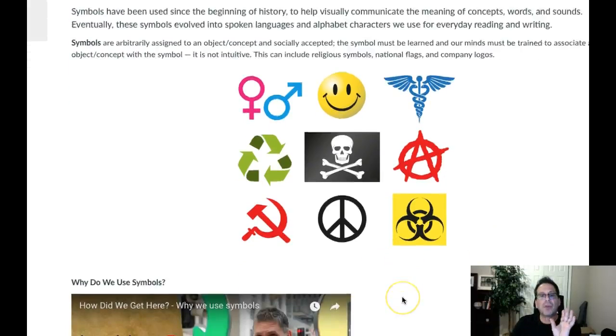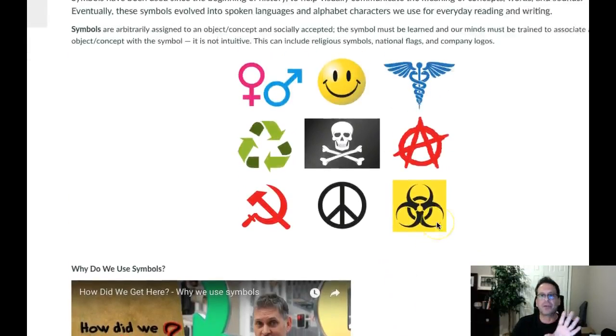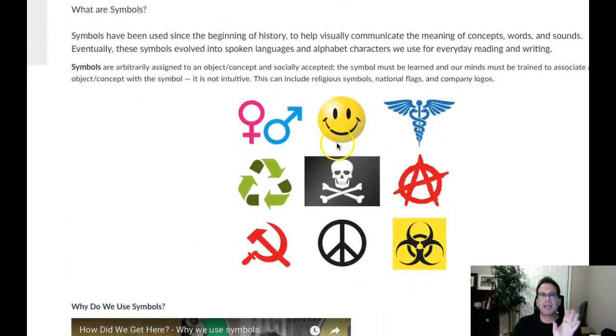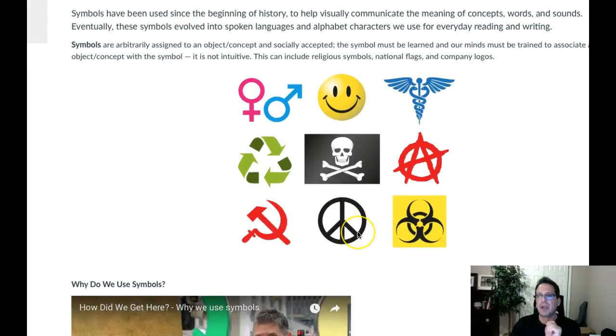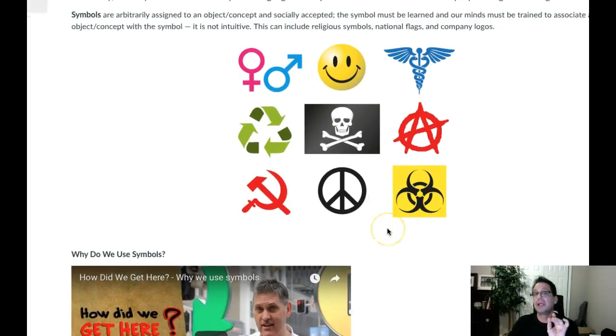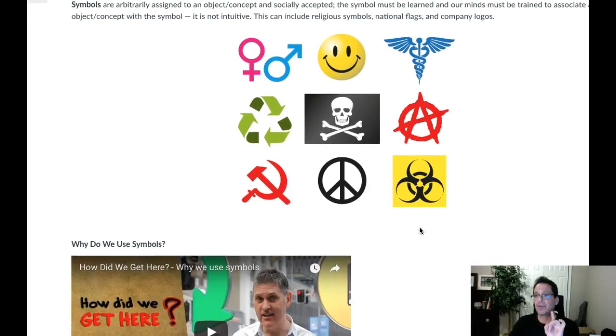Okay, so we move to symbols. Why do we use symbols, first of all? What are symbols and why do we use them? So symbols are arbitrarily assigned to an object or concept and socially accepted. The symbol must be learned. Okay, that's what I'm saying. The symbol must be learned. So we need to learn what this peace sign means in order for it to have meaning. So just drawing the symbol itself does not assign meaning to the symbol. Okay, that's a key principle in symbols, and it's one of the key differences between symbols and icons.